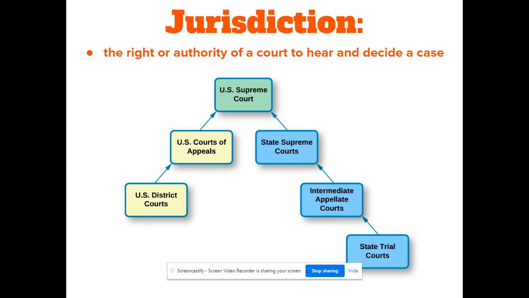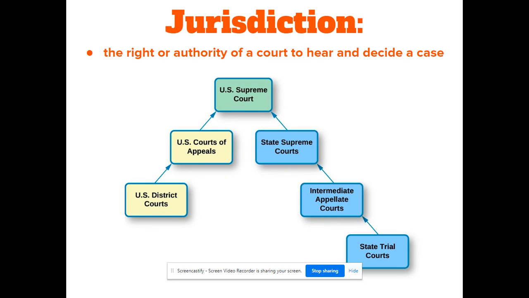At the district level, there are 94 courts throughout our country. Sometimes it's referred to as trial court. And in most cases, the district or trial courts have original jurisdiction. And that means that they have the right to hear a case first. So most cases that do go to federal court, they begin at the district level.